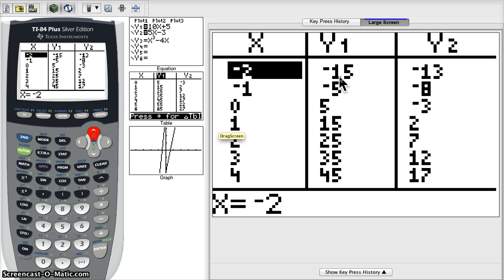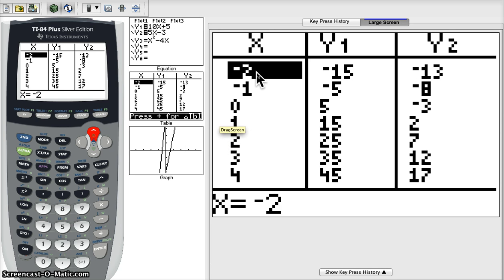And then right somewhere between 1 and 2, this is a greater value than that. This is a greater value than this, and now this is a lesser value than this. So somewhere between x equals -1 and -2, they cross. All right, because see, -5 is greater than -8, -15 is less than -13. So at some point, they get close and cross.